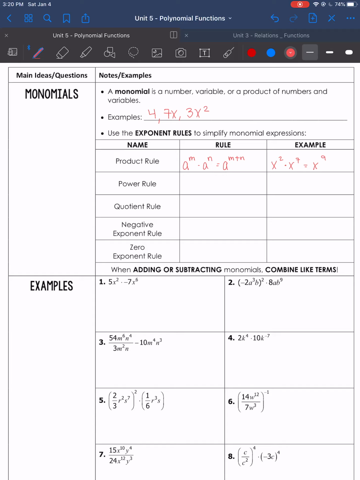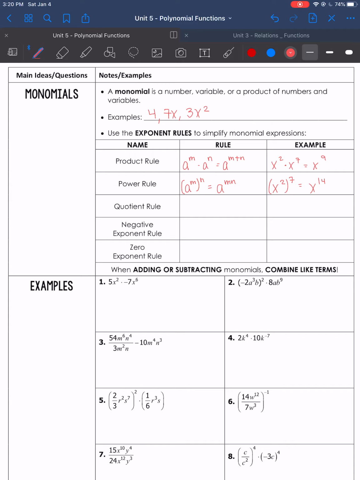Power rule is when you have something raised to a power, and then you take that and raise it to another power. So when that happens, you're going to multiply the exponents. So if we have x squared, and then we raise it to the 7th power, 7 times 2 is 14. So you have x to the 14th power.